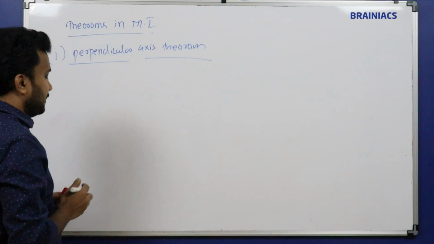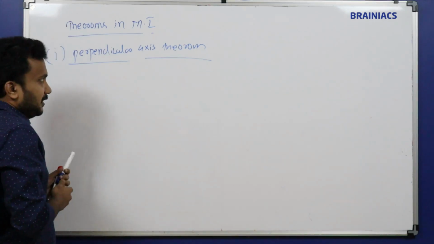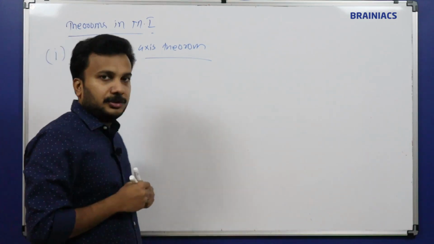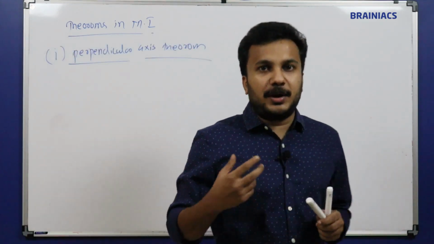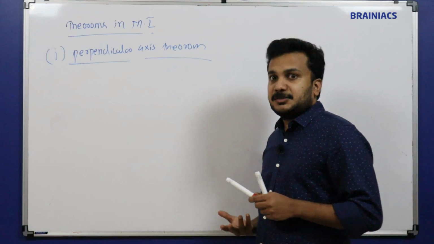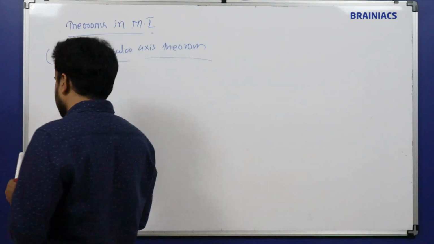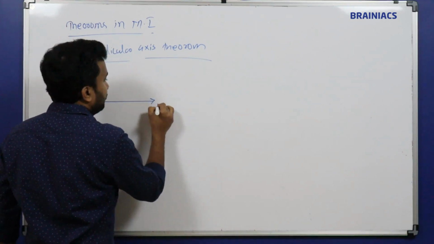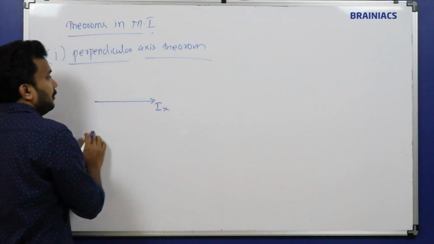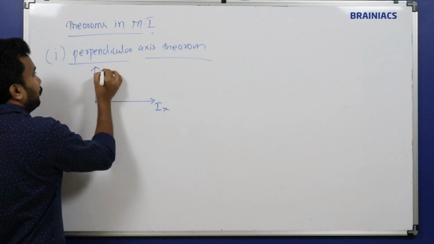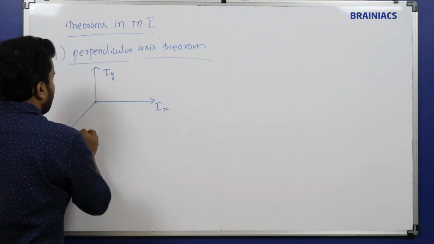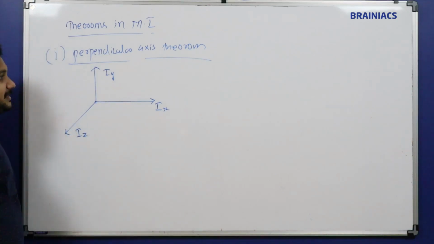What is the perpendicular axis theorem? It states that if you know the moment of inertia about any two axes, then you can find out the moment of inertia about the third axis. For example, suppose you know the moment of inertia of a body along the x direction, and you know the moment of inertia along the y direction, then you can find out the moment of inertia along the z direction.